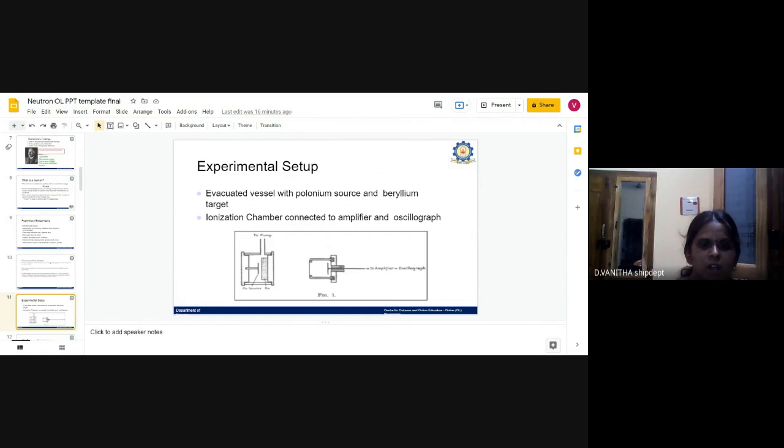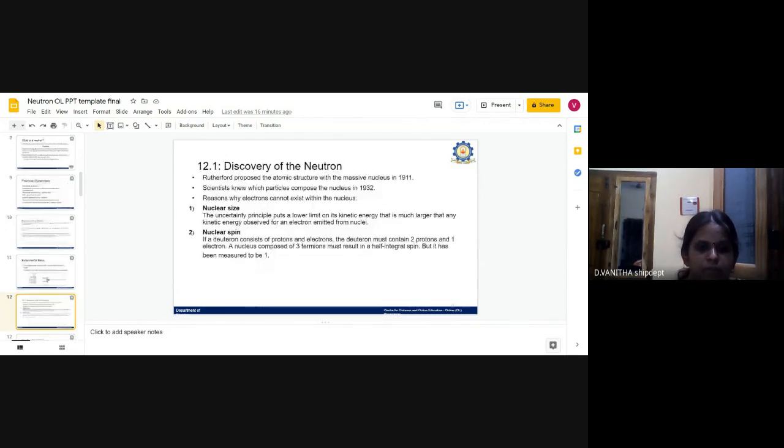So this is the experimental setup for the discovery of the neutron. Here it has a vessel which has a polonium source and a beryllium target. There is an ionization chamber that is connected to an amplifier and an oscillograph.